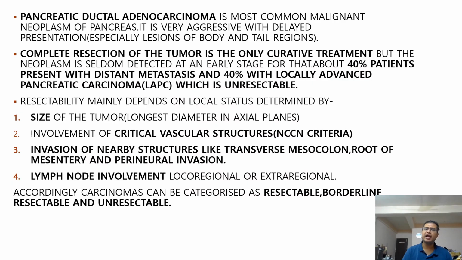So pancreatic ductal adenocarcinoma is the most common malignant neoplasm of the pancreas and is very aggressive, with particularly delayed presentation when the lesions are in the body and the tail region of pancreas, because head lesions will usually present with obstructive jaundice earlier.